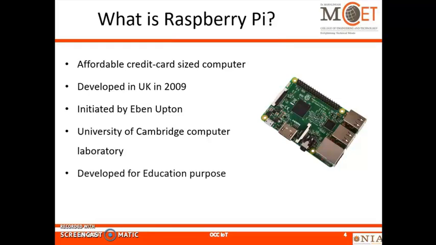So this was actually developed for education purpose. And the main motto of this is to promote the study of basic computer science in schools actually, and to develop interest among the kids and adults. So after that, it has been breaking the history, and it has been a revolution in the market with over 3 million units sold. So this is what Raspberry Pi is. It is nothing but an affordable credit card sized computer.